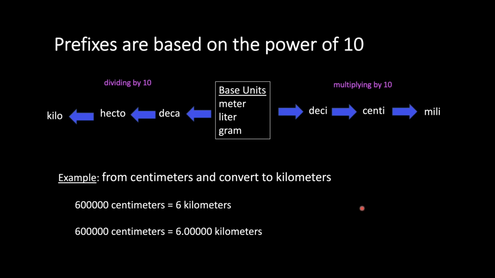So again, we're going from centimeters to kilometers. Let's say we have 600,000 centimeters, and we want to go to kilometers. We're starting now from centi, and we're going 1, 2, 3, 4, 5 steps. So again, we assume that decimal place is here, and we're going to go 5 spots to the left. Now we're at the 6 kilometers.